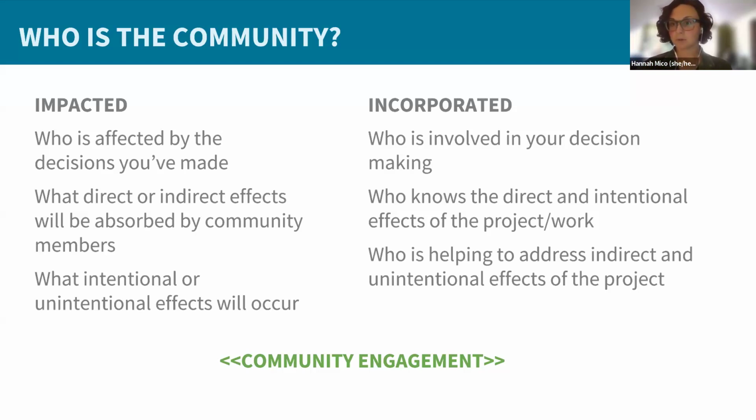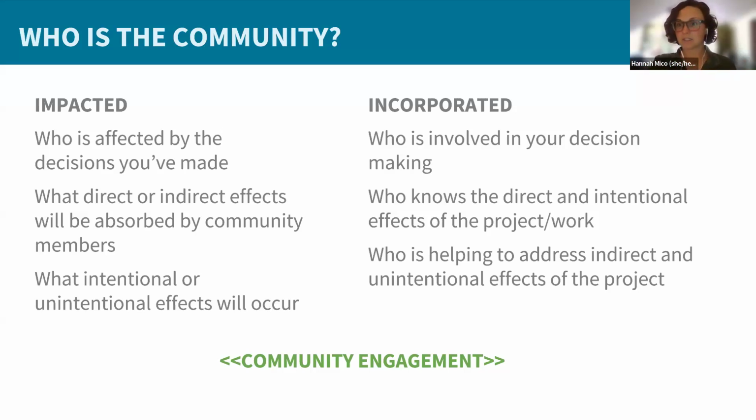The incorporated community, or included, is who's actually involved in decision making. They know the direct and indirect effects of that work. They are helping to address the impacts of that work. And the community engagement component is what bridges those two groups, right? Of who's impacted versus who's incorporated. And ideally, we're going to see a lot of overlap in those groups when we do it right. But this is something that I think we're still learning a lot about, especially in grant making and applying large funding packages across communities when they do come into play.